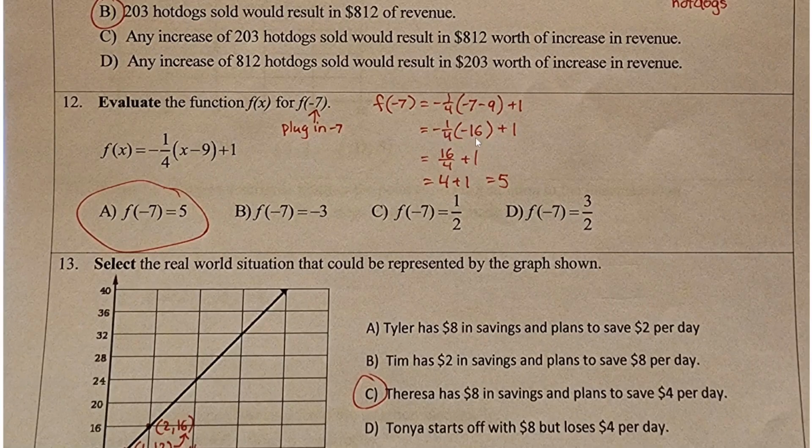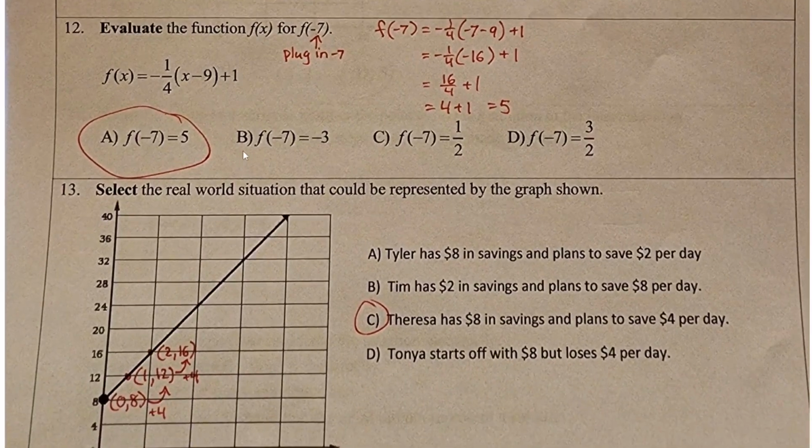Again, to multiply fractions and whole numbers, you treat it as if it was 16 over 1, and you multiply across. 1 times 16 is 16. 4 times 1 is 4. 16 over 4 is 4. That's 16 divided by 4. And then 4 plus 1 is 5. So that's our answer. Number 12 is A.